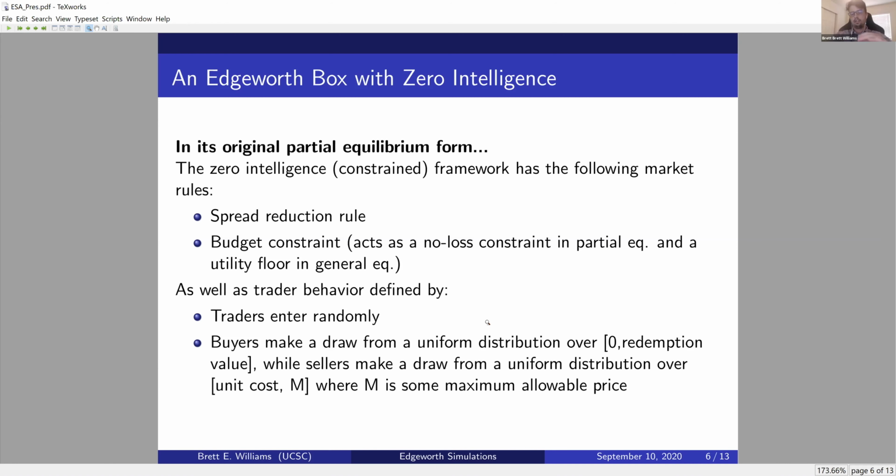There's a budget constraint, commonly referred to as the zero intelligence constrained version, which acts as a no-loss constraint in partial equilibrium. Buyers cannot submit something higher than the redemption value, and sellers cannot submit something lower than their cost. In a general equilibrium form, as Gode and Sunder, Kierstead and Shackett say, this acts as a utility floor, which can be very influential to traders.